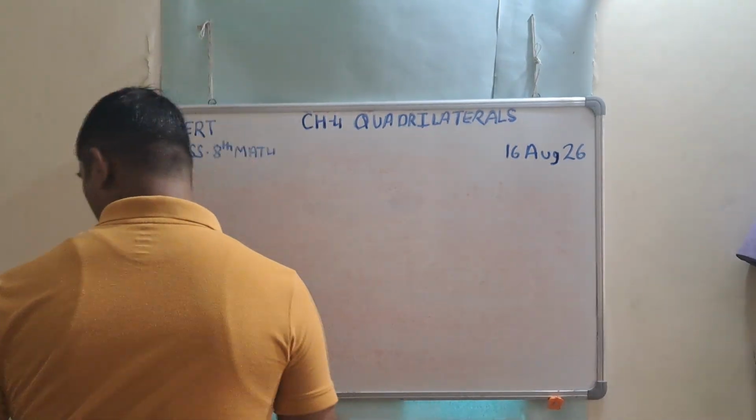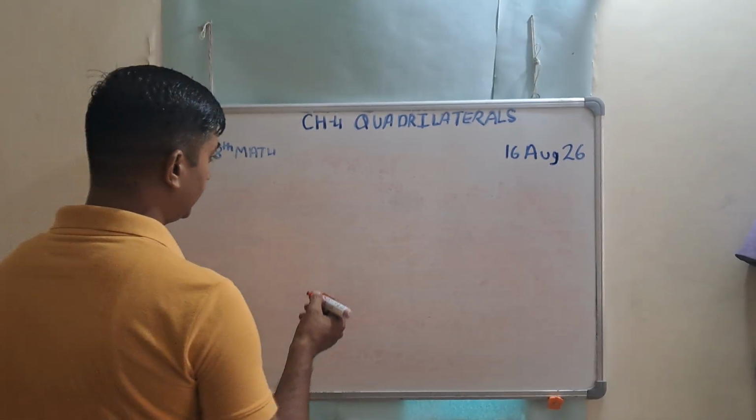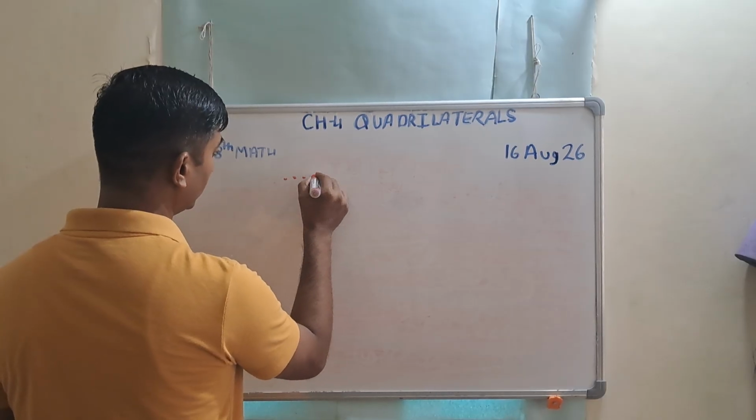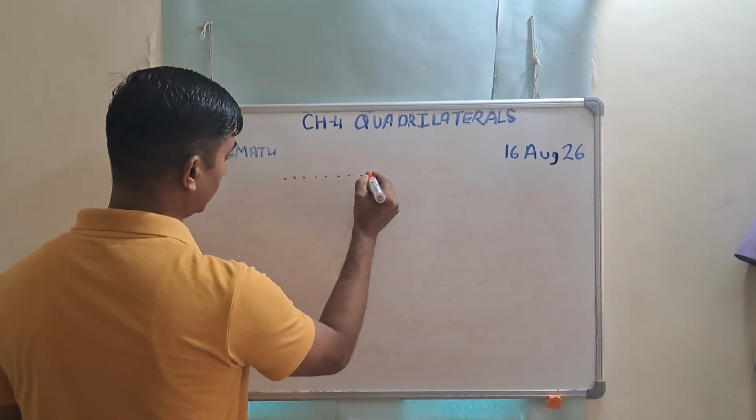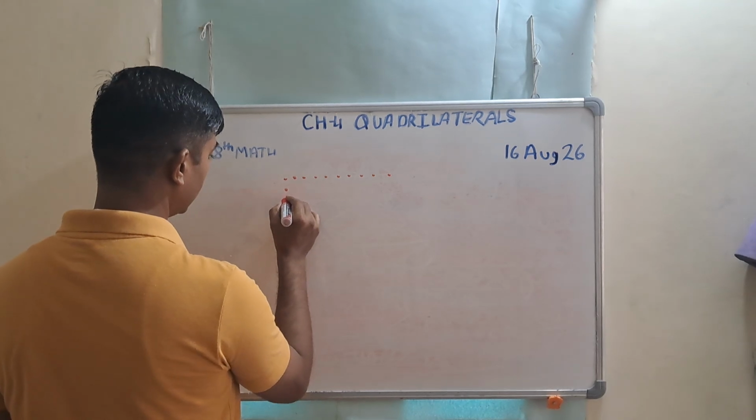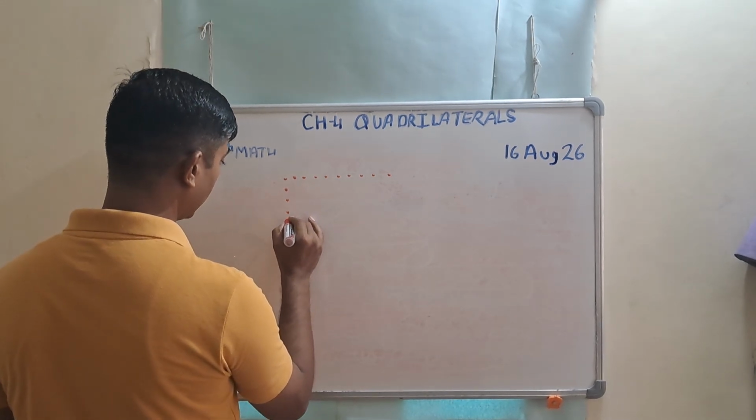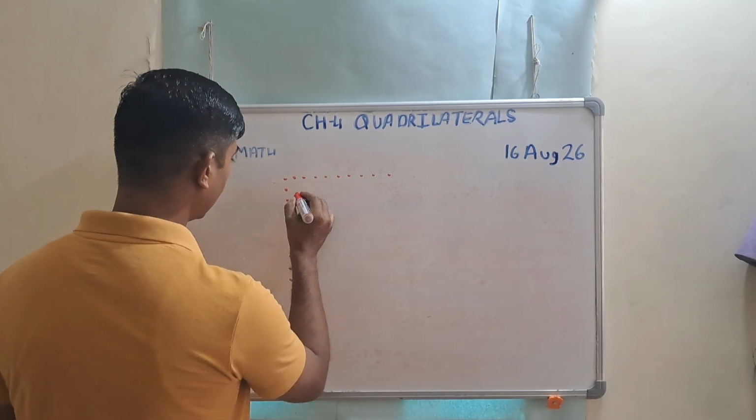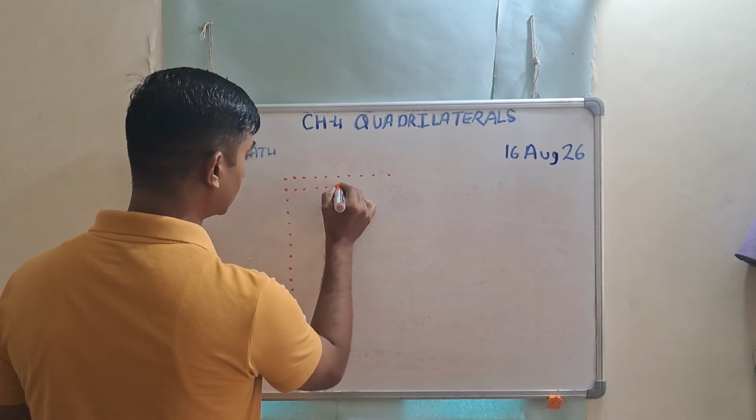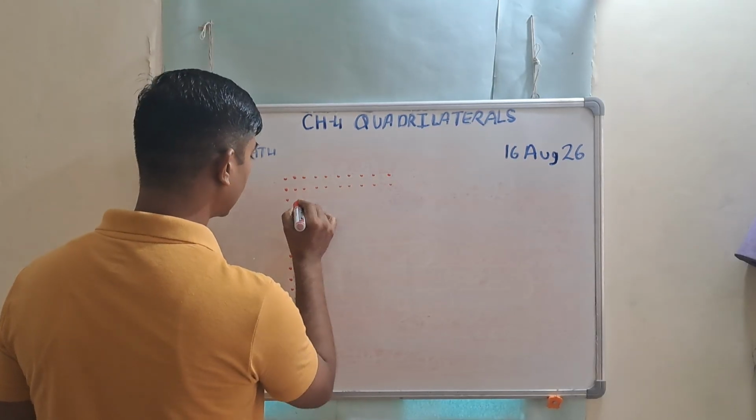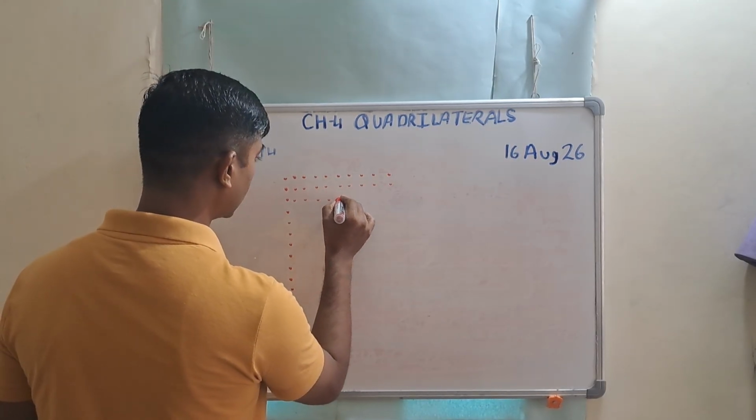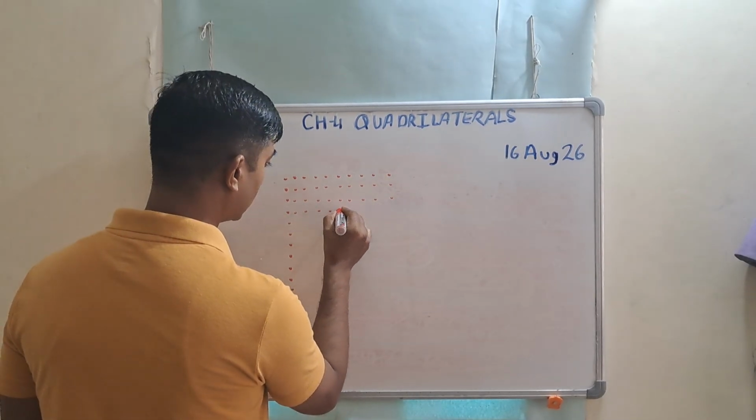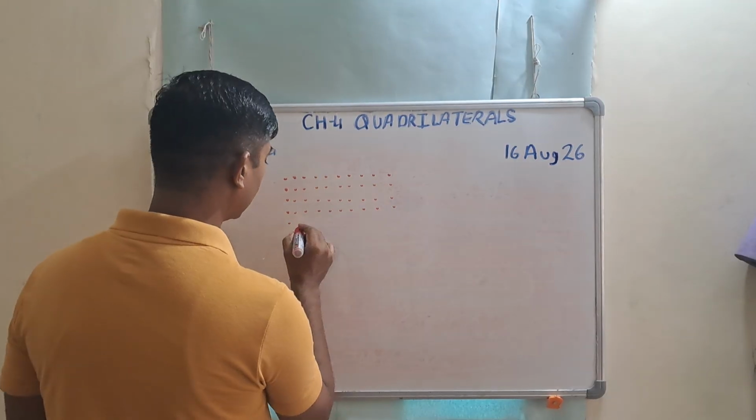Now let's see, let's make a few dots. 1, 2, 3, 4, 5, 6, 7, 8, 9, 10. 1, 2, 3, 4, 5, 6, 7, 8, 9, 10. See, this is a rough dot grid.